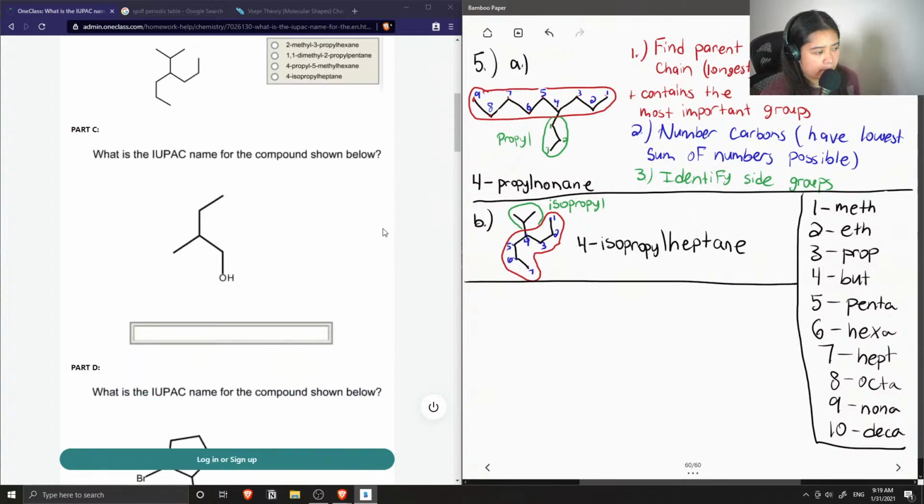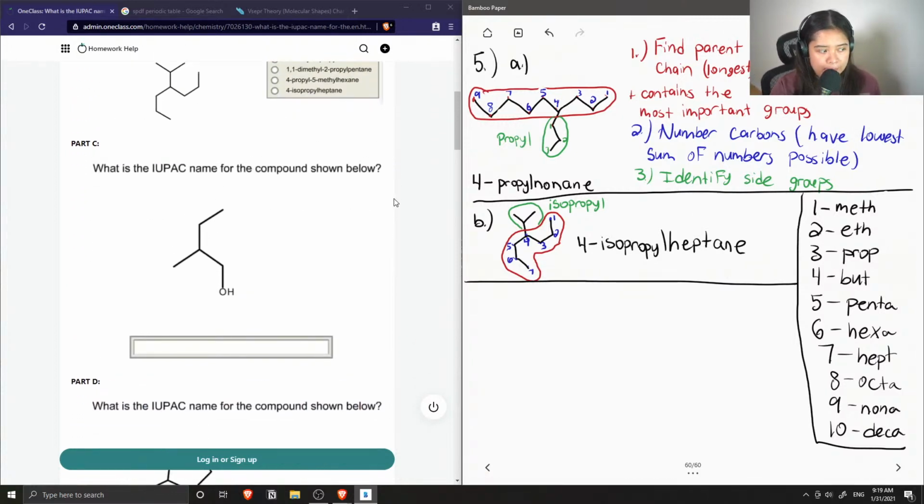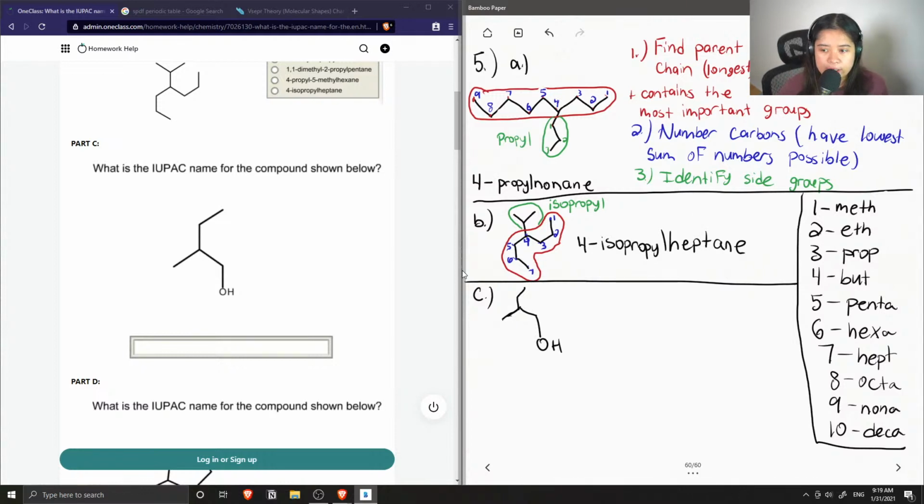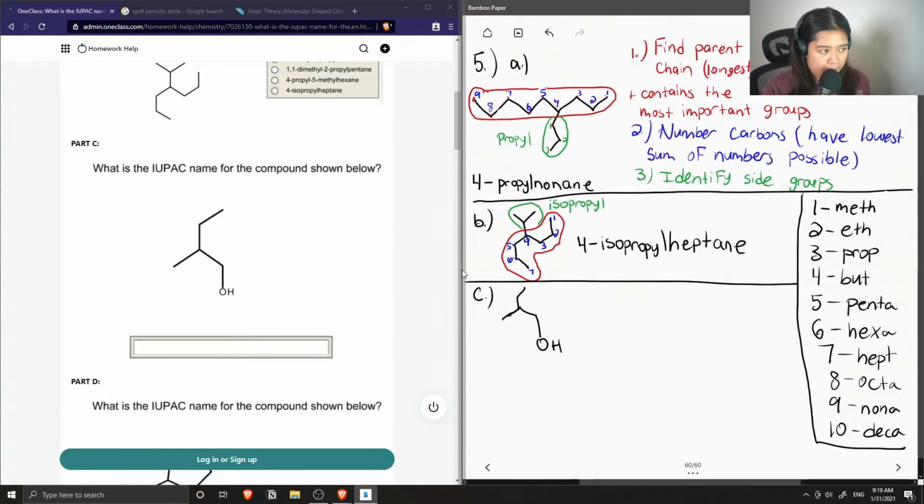Okay, so on to the next compound. So if we look at this next compound, it contains an alcohol group. So when we want to find our parent chain, we know it needs to contain this alcohol group. And typically, this alcohol group would be carbon 1, since there is nothing else on this structure. Our alcohol group would be considered the most important functional group in this structure.